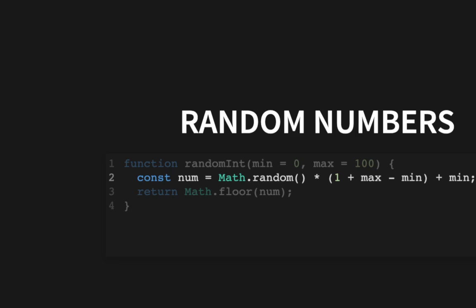So after this, num is going to be a number between 0 and our max, but max plus 1 kind of, because if our max is 100, this number could be like 100.7. But we don't want that because our max is 100. So then what we do is we call Math.floor on our number, which rounds down basically to the lowest closest integer, so 100.7 is 100, and we just return that from our function. And then we have a random integer function that instead of returning a decimal, it now returns us an integer.